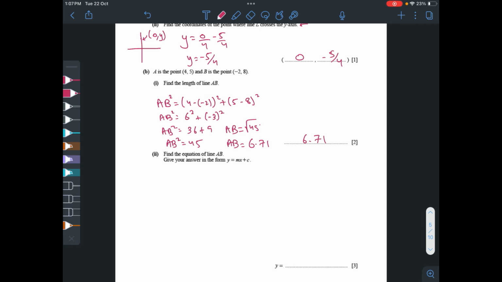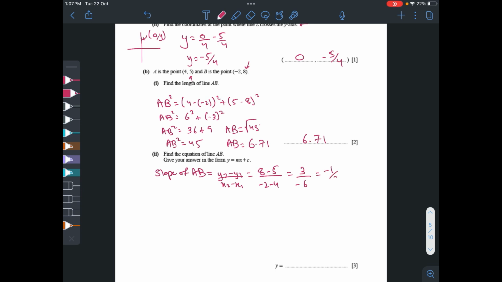In order to find the equation of the line AB, first you need the slope of AB. In order to find the slope of AB, you do y2 minus y1 over x2 minus x1. y2 is going to be 8. As you can see over here, that's the y value. This is the y value as well. So this becomes 8 minus 5 over negative 2 minus 4. This is going to be 3 over negative 6. That's going to be negative 1 over 2.